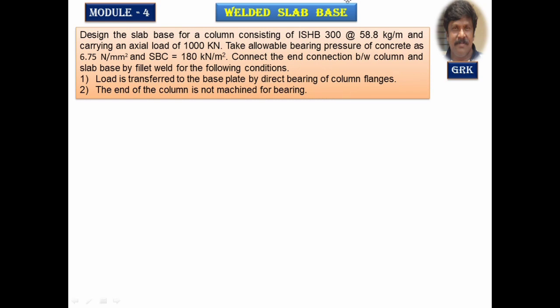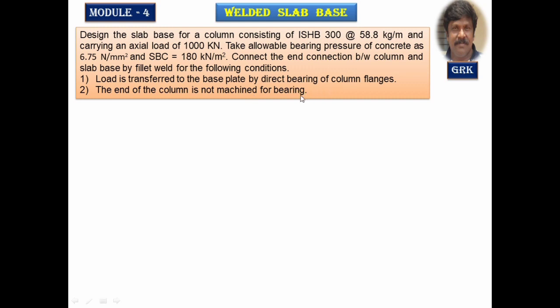Here we are considering a column section ISHB 300 at 58.8 kg per meter, which carries an axial load of 1000 kilonewton. The allowable bearing pressure of the concrete is given as 6.75 Newton per millimeter square. This is for M15 grade concrete. The SBC of the soil is given as 1800 kilonewton per meter square. This has to be connected by fillet weld for two conditions.